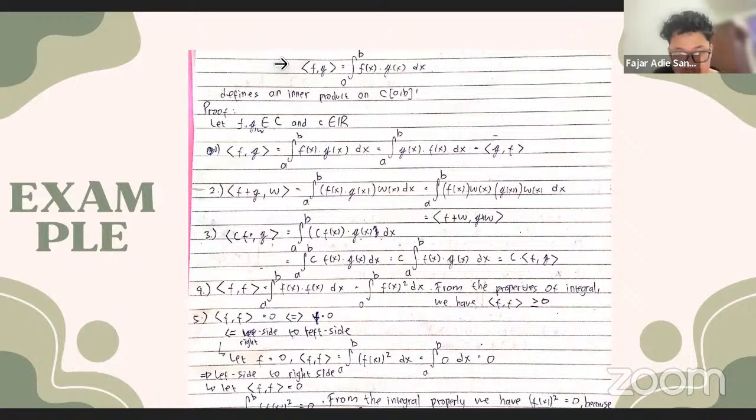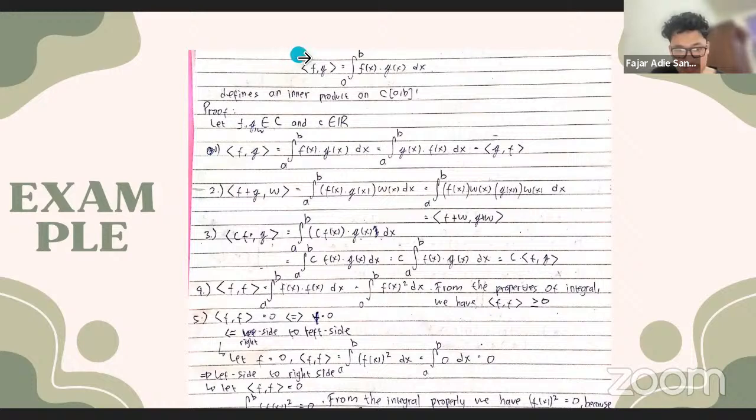Right side to left side. Jadi dari premis kanan kita memiliki f sama dengan 0. Nah, sedemikian hingga inner product f, f sama dengan integral a sampai b f(x) pangkat 2 dx sama dengan 0. So this is proving that this statement is satisfied.